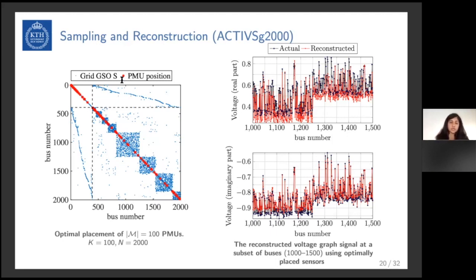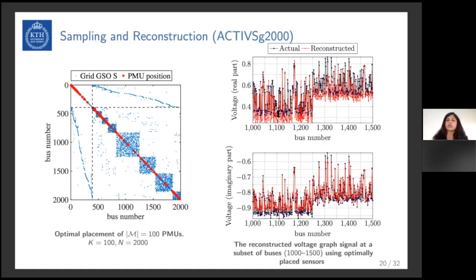And the placement algorithm tells you that you have to choose at least so many from different communities or clusters. Otherwise, you're not going to be able to reconstruct well. And here in this particular example, I show a placement of 100 measurement units out of 2000 overall nodes in this graph. And I've assumed a frequency cutoff of about 100.